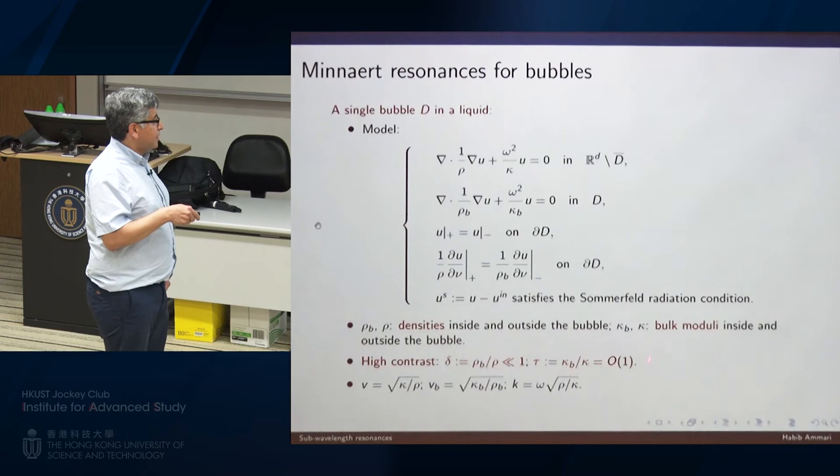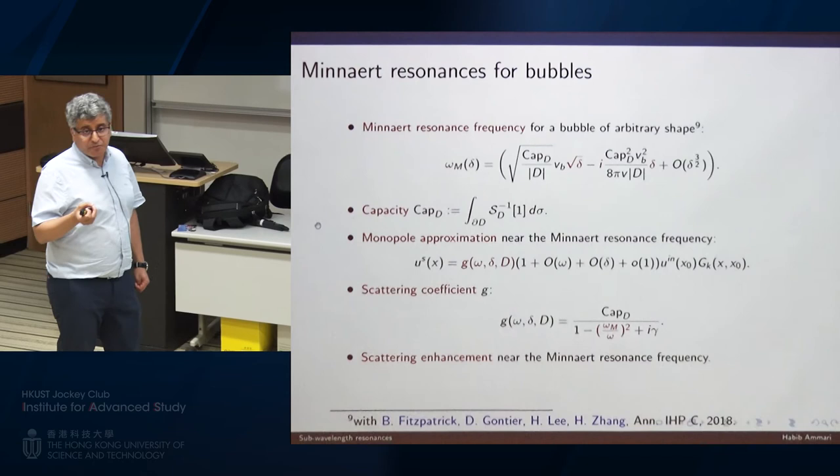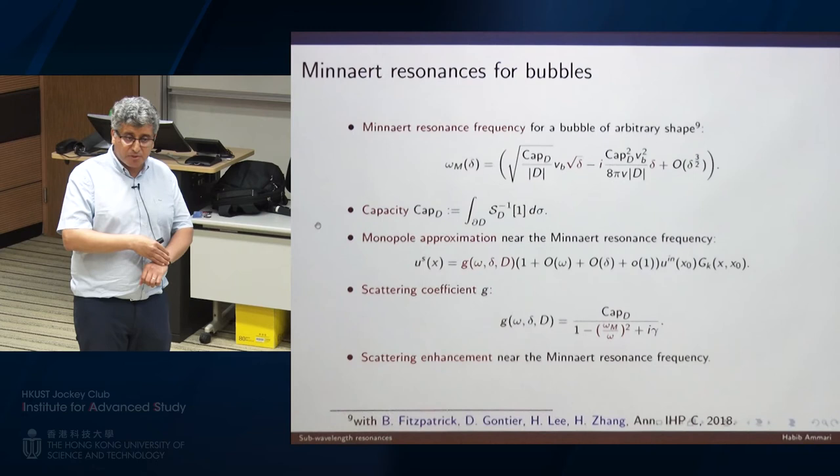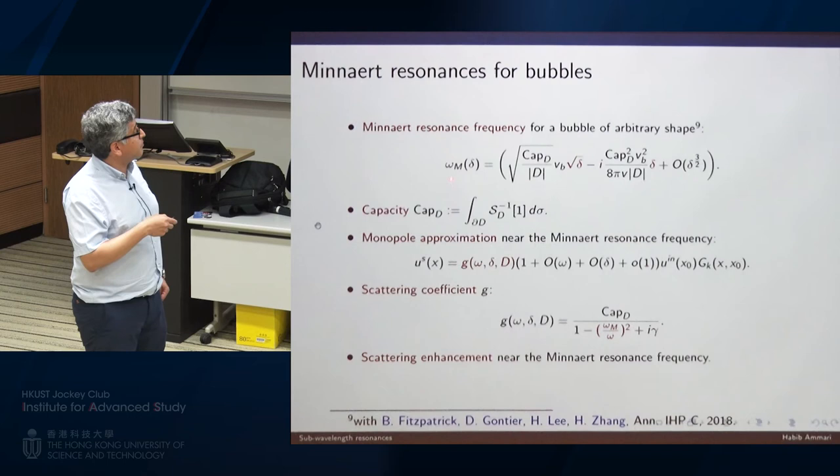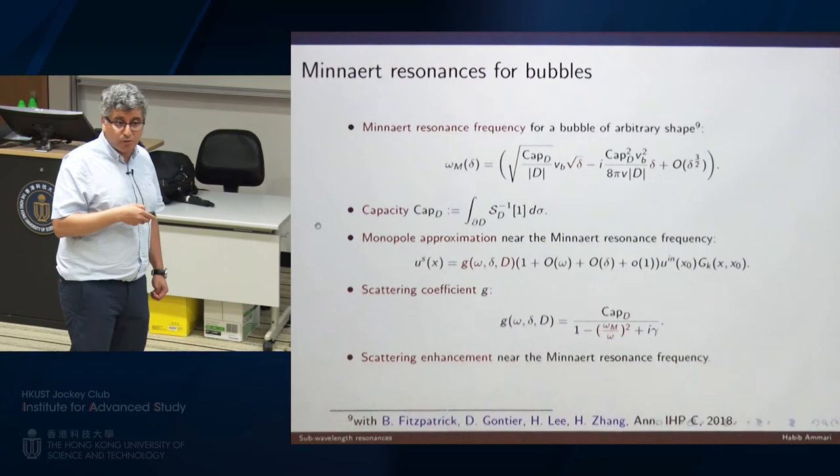Okay. So you can compute as for plasmonic particles. We characterized the plasmonic resonance in terms of the spectrum of the Neumann-Poincaré operator. Here we have a formula for this Minnaert resonance. The Minnaert resonance can be written in terms of the capacity of the bubble and the volume of the bubble. The real part is of order square root of delta, delta being this high contrast here.